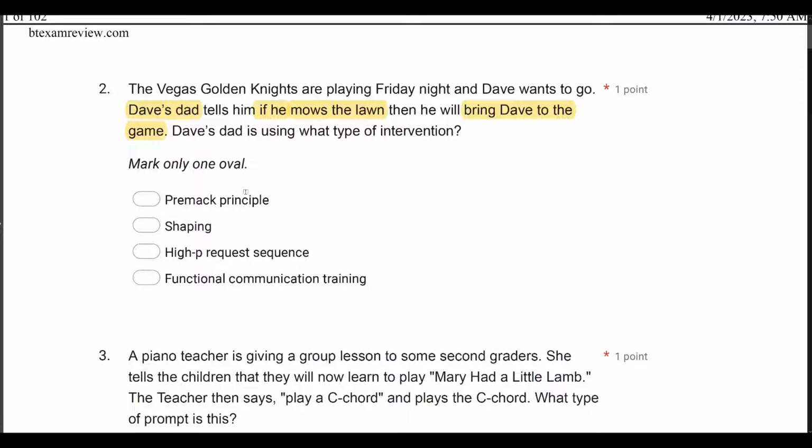So if-then. Remember, high P is kind of the reverse, right? It's all these high probability requests where there's a good chance you're going to engage in those, and then I give you a low probability request. With the Premack principle, it's, well, I'm going to make the high probability activity, your preferred activity, contingent on you completing the lower preferred activity. So Dave's dad is using what type of intervention?